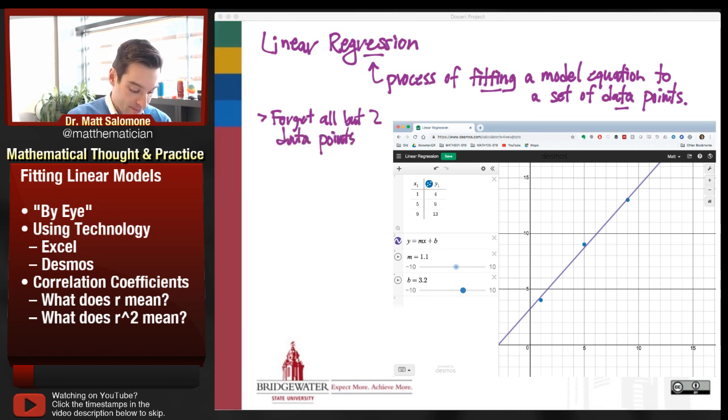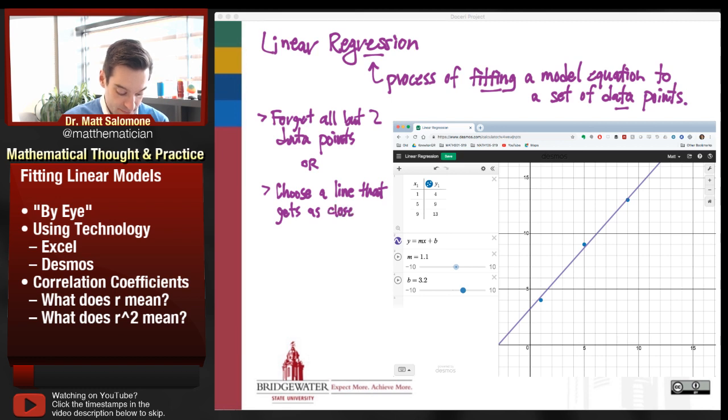but a better way to approach this problem is to choose a line that, and I'm going to try and say this as carefully as possible, choose a line that gets as close as possible to as many of the data points as possible.